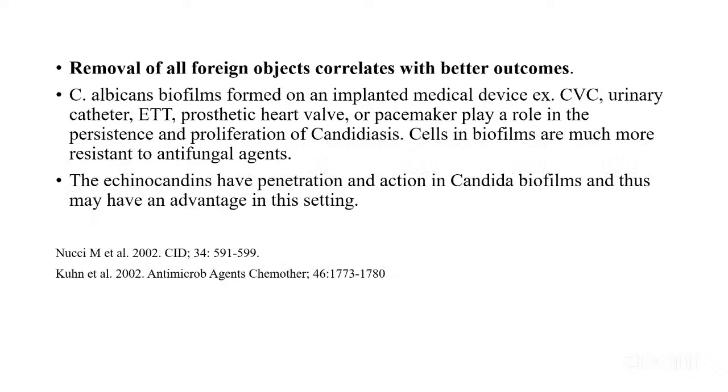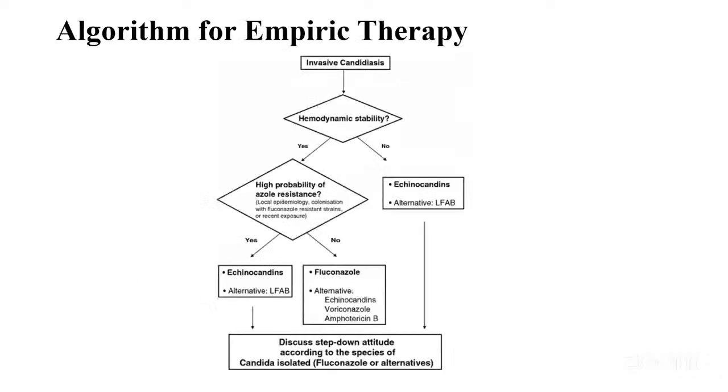Removal of all foreign bodies correlates with better outcomes, and Candida albicans forms biofilm on implanted medical devices: CVC, urinary catheter, ETT. So we should remove the CVC line, etc., so that biofilm problems are reduced and resistance is decreased. And in case we are not able to remove all these things, then echinocandin is the better choice. This is the algorithm for empirical therapy.